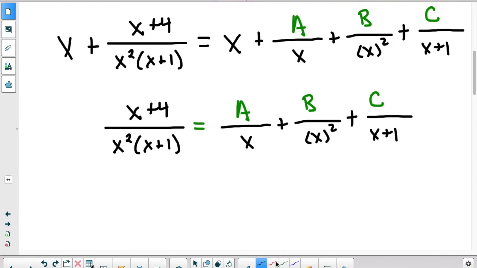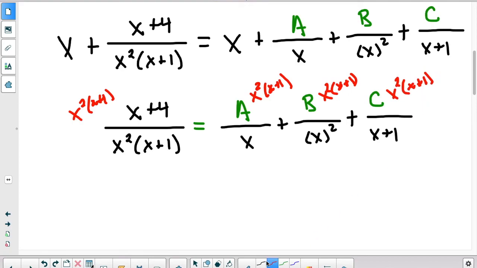Now again, like we've been doing with the rest of them, the first thing we're going to do is multiply by the greatest common denominator. So we're going to multiply the whole thing by x squared times x plus 1. X squared times x plus 1. X squared times x plus 1. And finally, x squared times x plus 1.